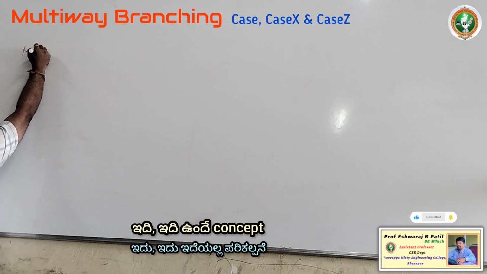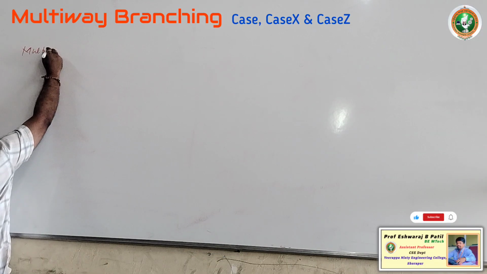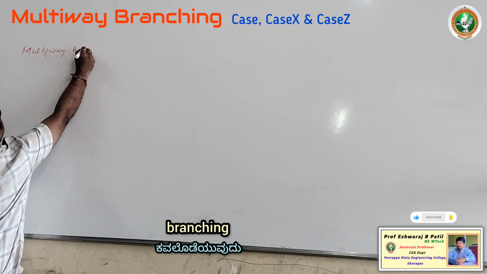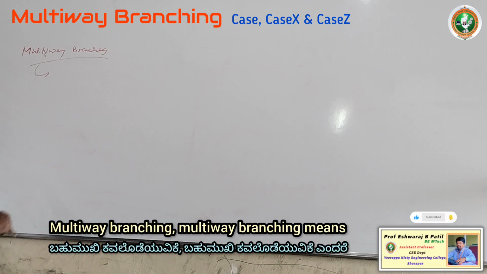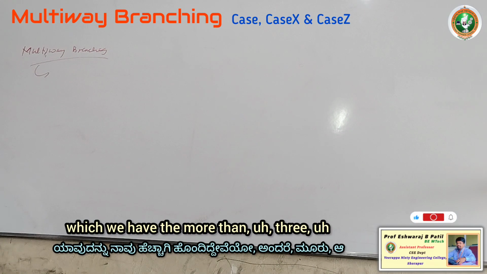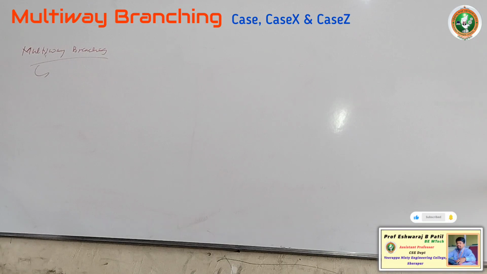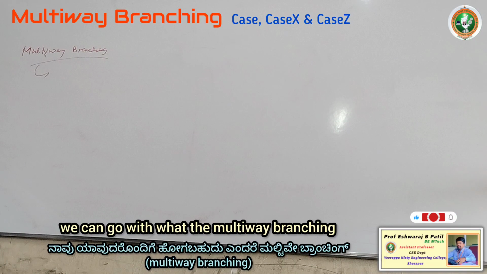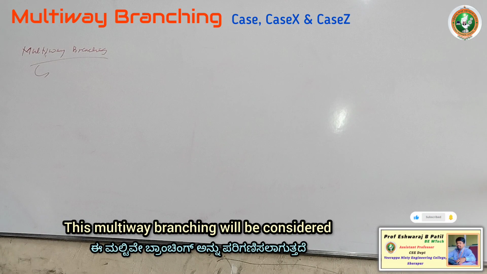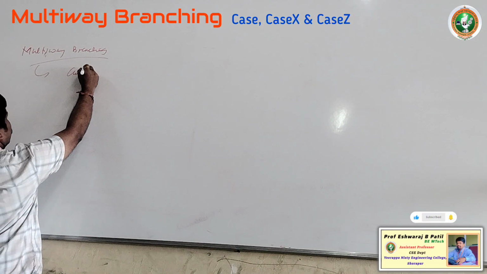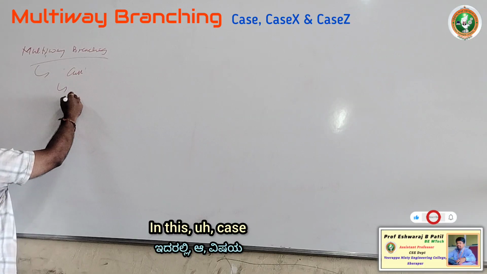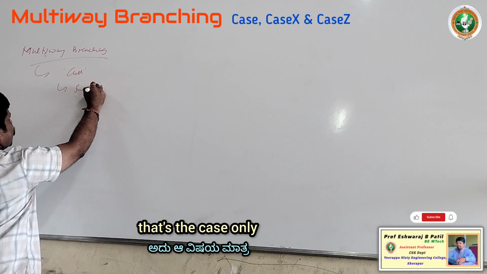This is the concept: multiway branching. Multiway branching means if you have more than three to four if-else statements, we can go with multiway branching. This will be written with one keyword, that is case. Here we have the simple case, that's the case only.